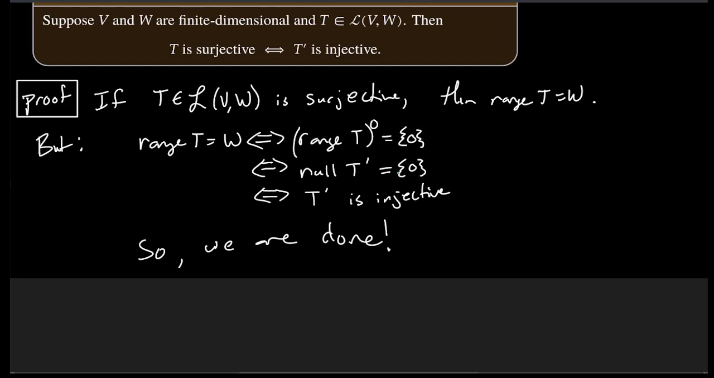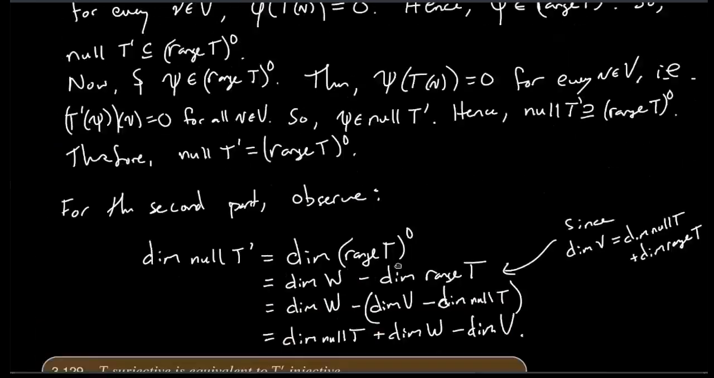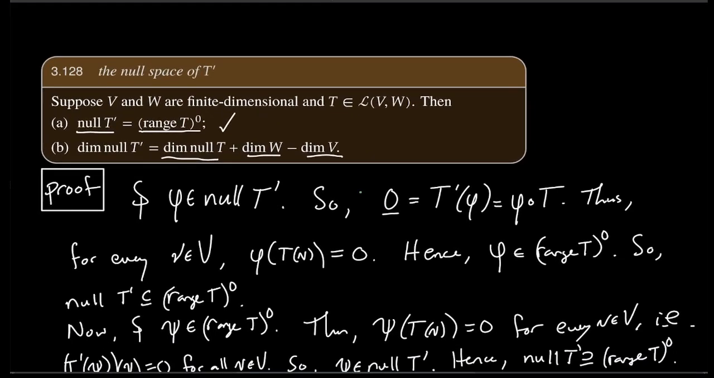All right. Let's see if we can characterize something about the range of T prime now. So we showed that the null space of T prime is the annihilator of the range. Maybe we can show that the range of T prime has something to do with the null space of T. That would be kind of nice. Let's find out.